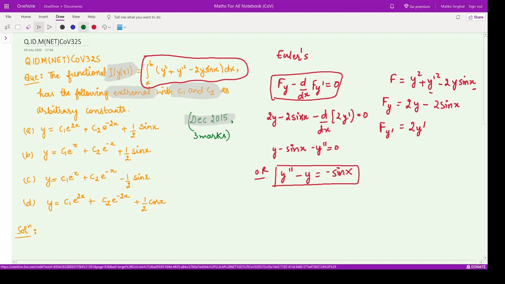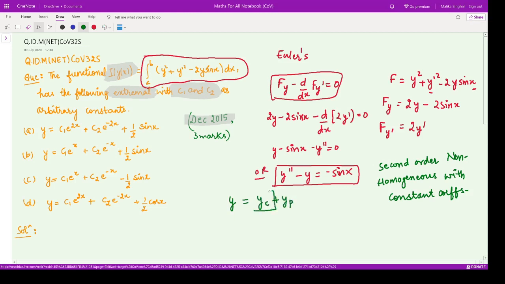So, this equation is a second order non-homogeneous equation. Non-homogeneous means the right hand side is not 0, with constant coefficients. So, the solution y would be y of c plus y of p, that is the sum of complementary solution plus particular solution. So, let us calculate that.